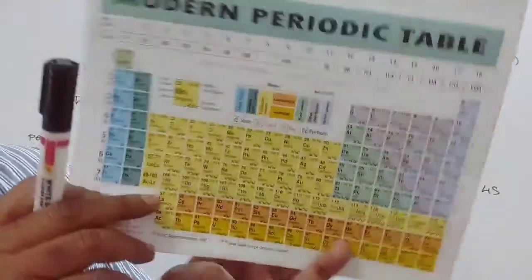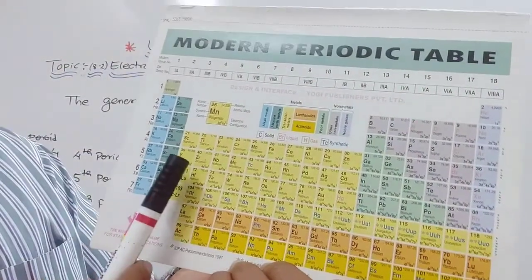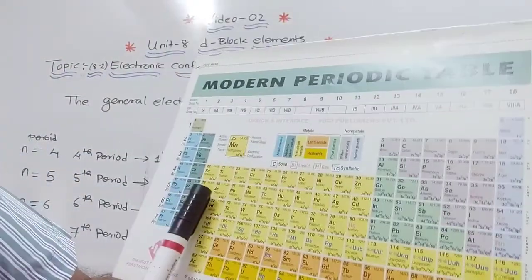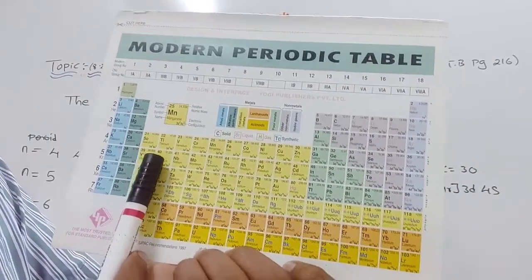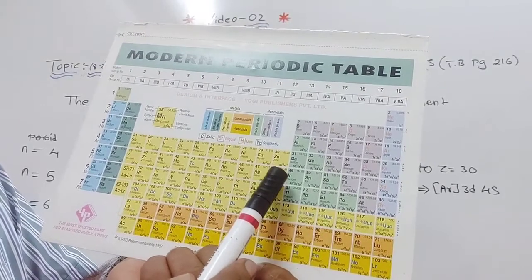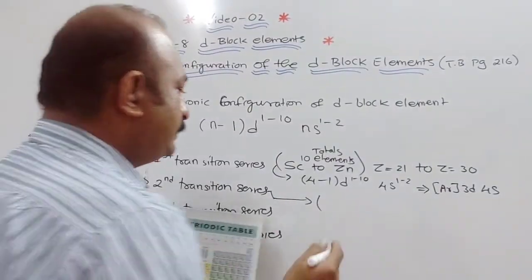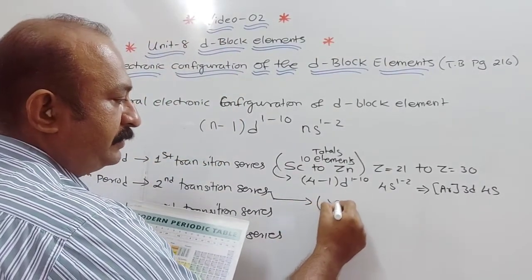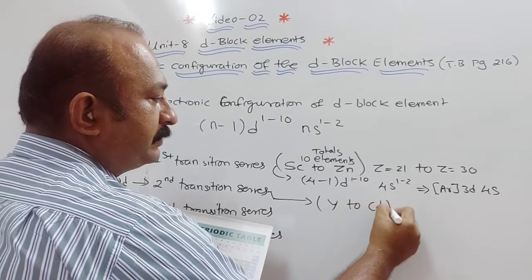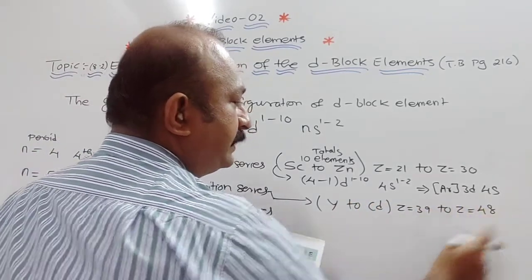Watch it clearly. See, the second transition series is from here. You can see yttrium, that is Z is equal to 39, to here you can see cadmium, that is Z is equal to 48. So the second transition series is from yttrium, that is Y, to cadmium, that is Z is equal to 39 to Z is equal to 48.